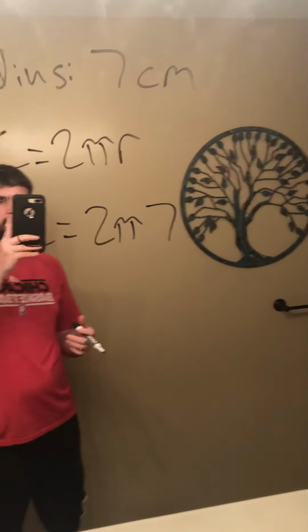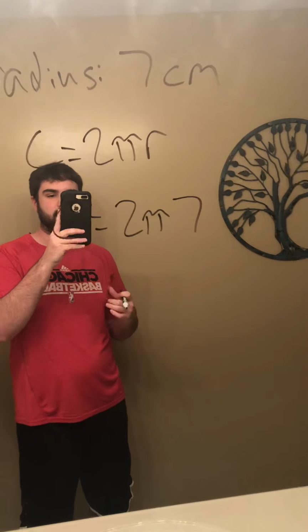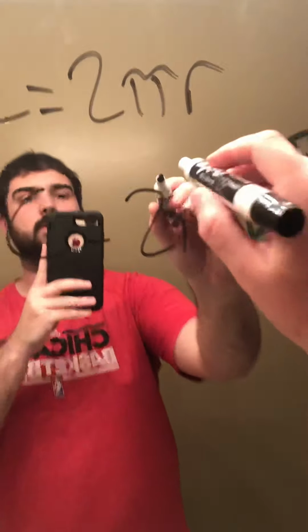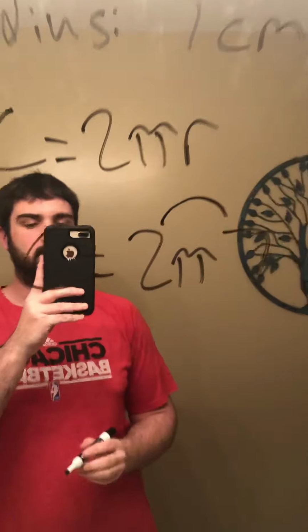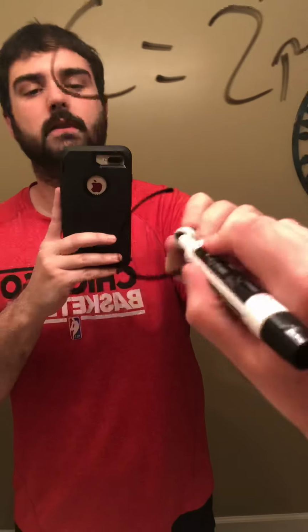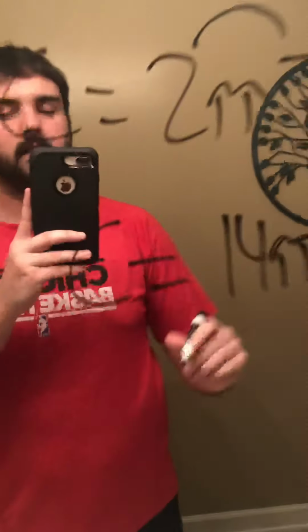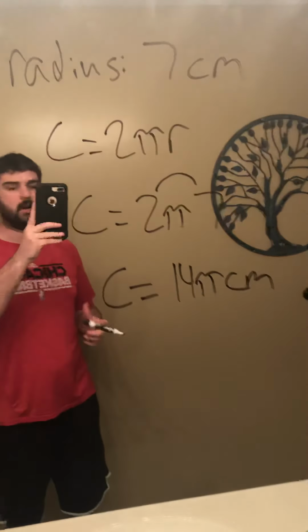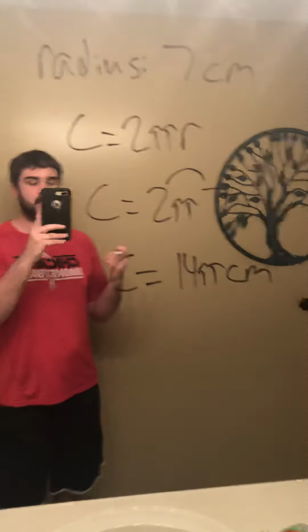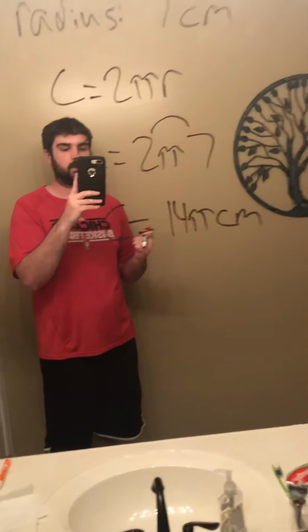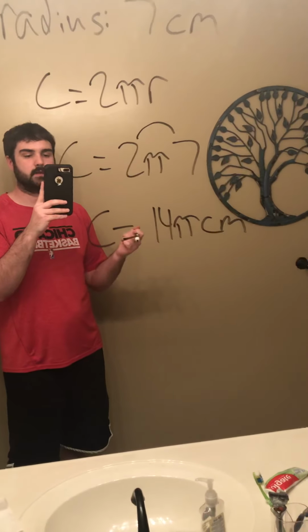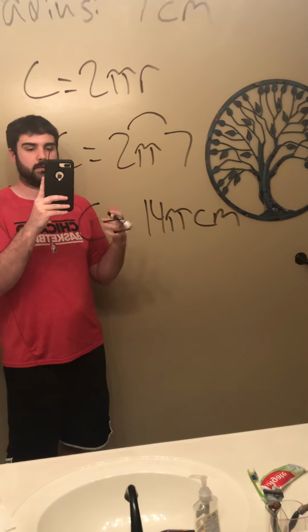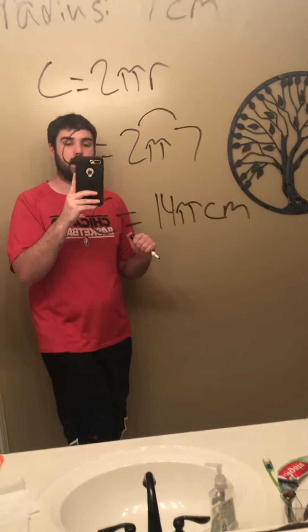What you have to do is simplify that. To simplify it, you just have to do 2 times 7. So 2 times 7 is 14. That means your circumference is 14 pi centimeters. That is your answer. Now, with circumference, you don't use squared units. You don't put an exponent there. It's just 14 pi centimeters.